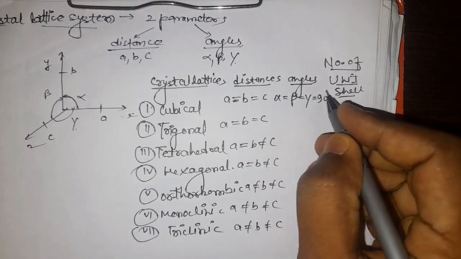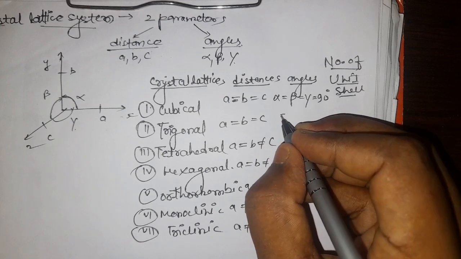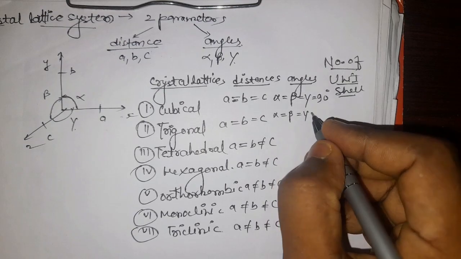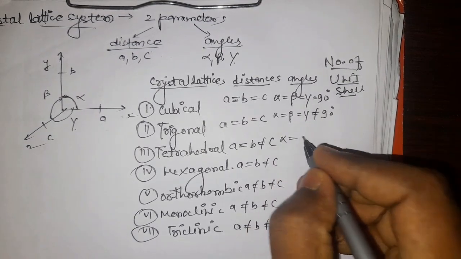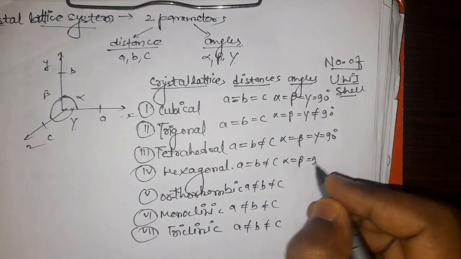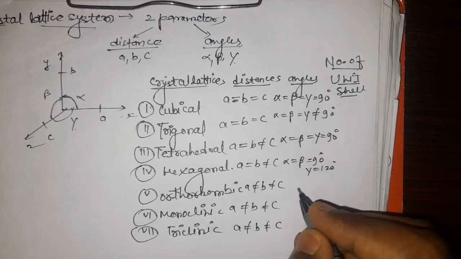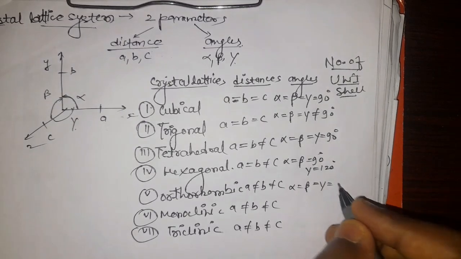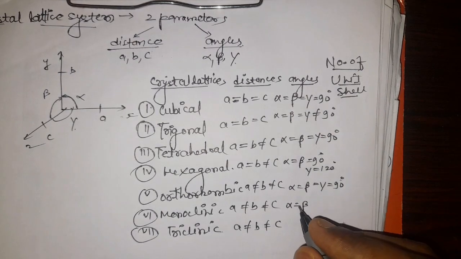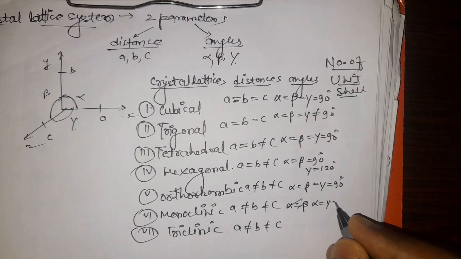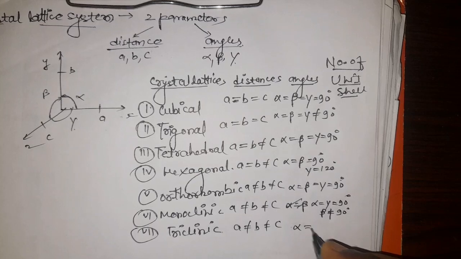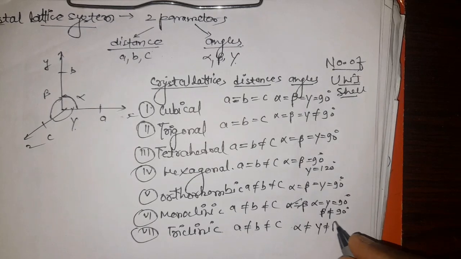Alpha equals beta equals gamma equals 90 degrees. Then alpha equals beta equals gamma not equal to 90 degrees. Here again alpha equals beta equals gamma equals 90 degrees. Here alpha equals beta equals 90 degrees and gamma equals 120 degrees. Here alpha equals beta equals gamma equals 90 degrees. Here again alpha equals gamma equals 90 degrees and beta is not equal to 90 degrees, and here alpha is not equal to gamma is not equal to beta.